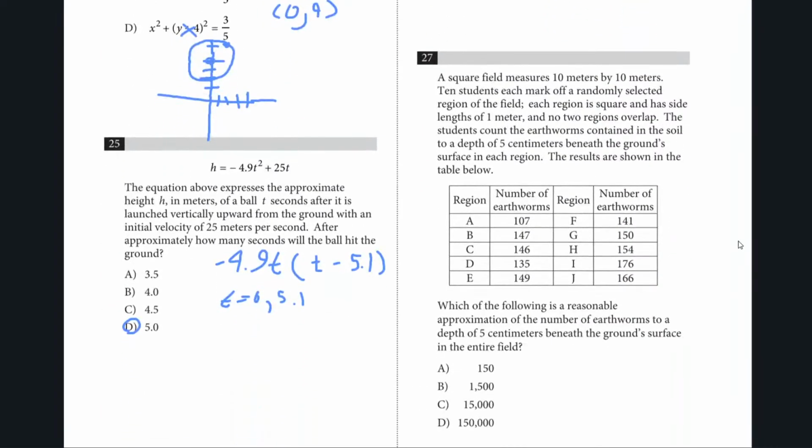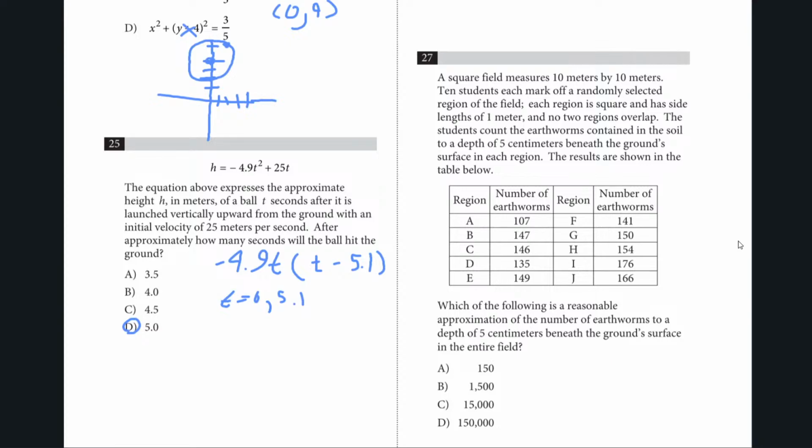All right. A square field measures 10 meters by 10 meters. 10 students each mark off a randomly selected region of the field. Each region is square and has side lengths of 1 meter, and no two regions overlap. The students count the earthworms contained in the soil to a depth of 5 centimeters beneath the ground surface in each region. The results are shown in the table below. Which of the following is a reasonable approximation of the number of earthworms to a depth of 5 centimeters beneath the ground surface in the entire field?